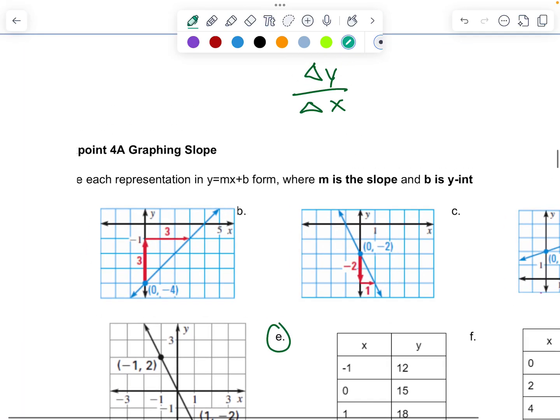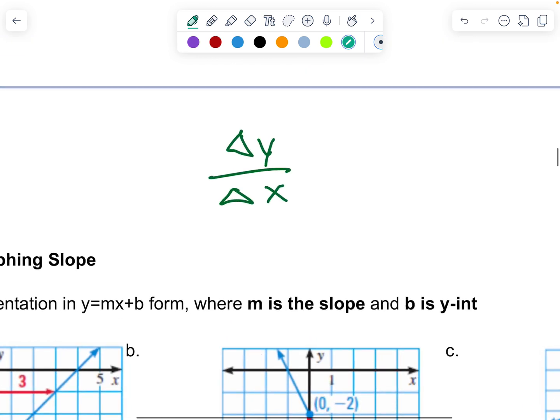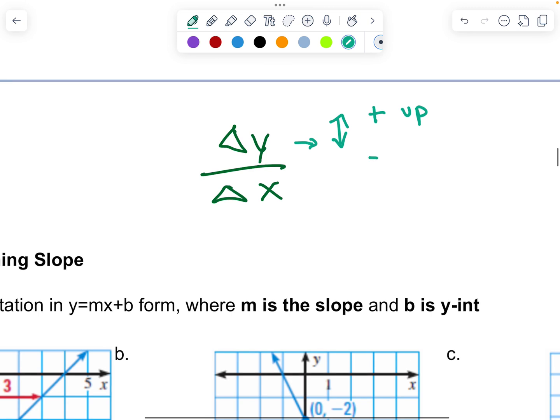All right, today, checkpoint 4A, we are graphing slope. So first thing to talk about is slope is really our change in y over our change in x, okay? This change, the top number, the y, tells us to go up and down. So if it is a positive number, it's telling us to go up. If it's a negative number, it is telling us to go down. So the top number is only ever going to tell you to go up or down.